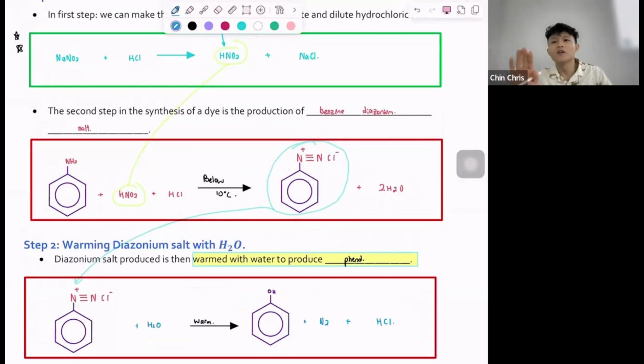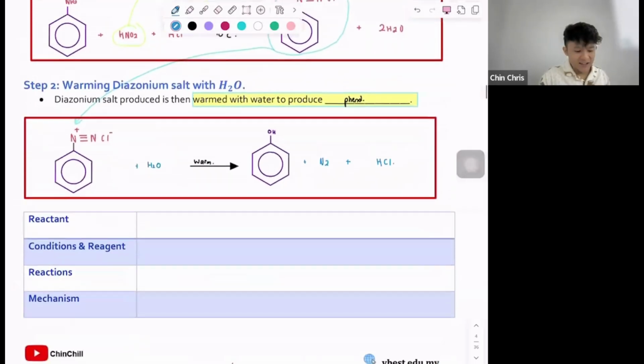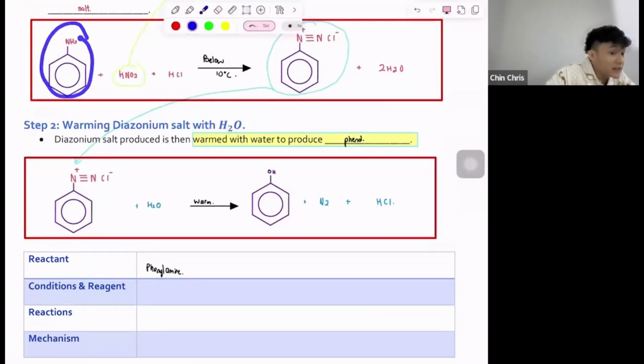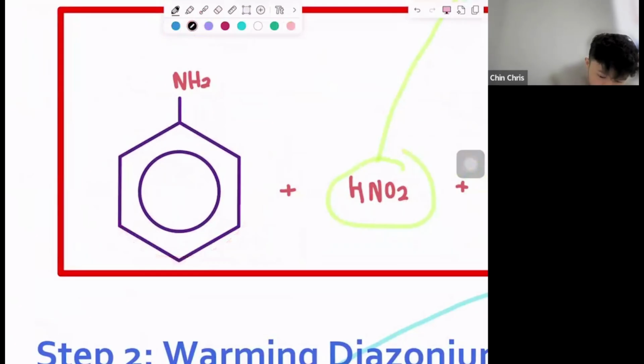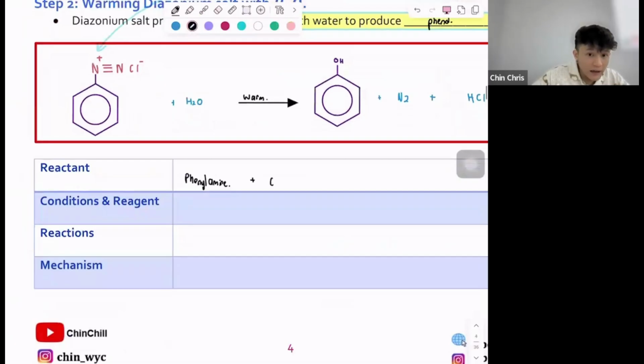Okay, so yeah, the mechanism you don't have to know. You just have to know how to draw it. You don't have to know the mechanism behind. Okay. So guys, let's build it up. First, what do we need? We definitely need a phenylamine. This is a phenylamine, this thing with NH2. So I need a phenylamine and I need NaNO2 plus HCl to turn into HNO2.